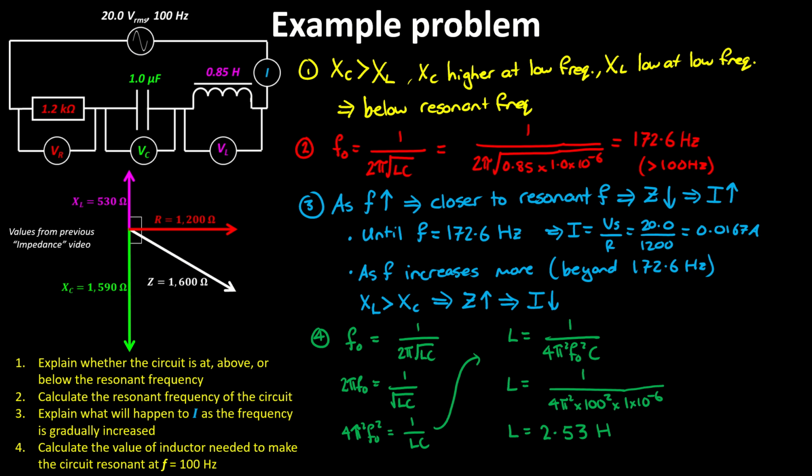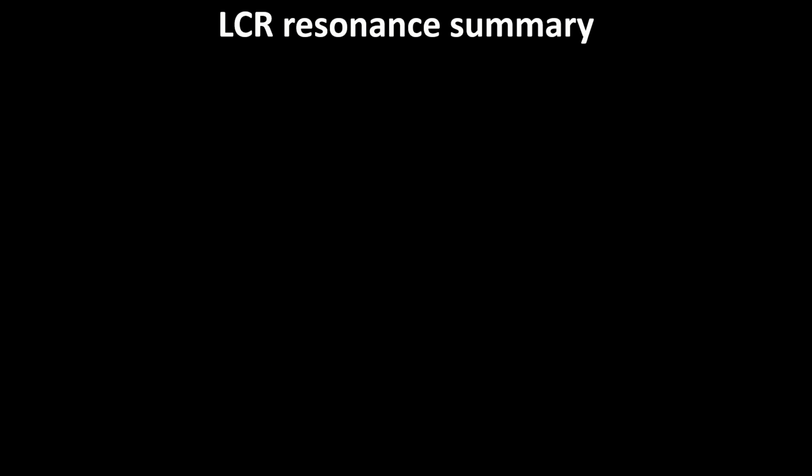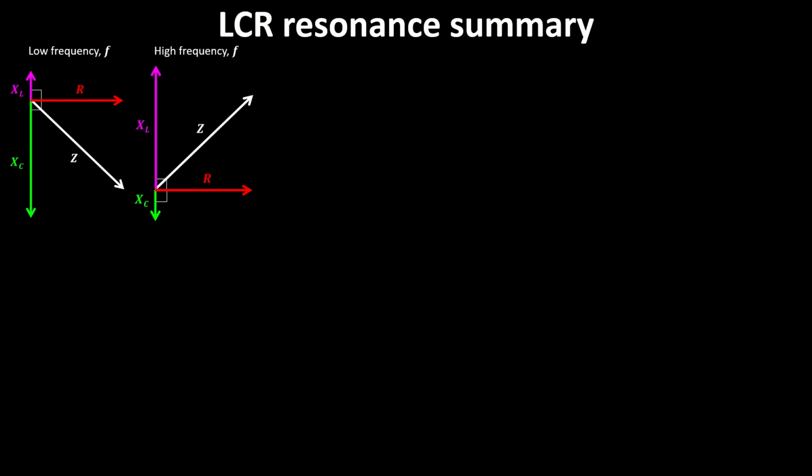Okay, so just a real quick summary on those concepts. At low frequencies, you end up with a high capacitive reactance and a low inductive reactance, which gives you a large impedance. At a high frequency, it's the other way around. You get a high inductive reactance and a low capacitive reactance, and you still get a high impedance of the circuit. But for both high and low frequencies, the difference between XC and XL is large, so you get a large impedance and a low current.